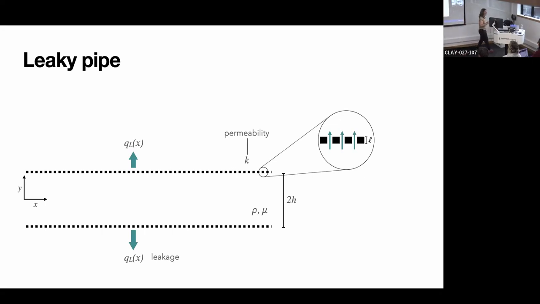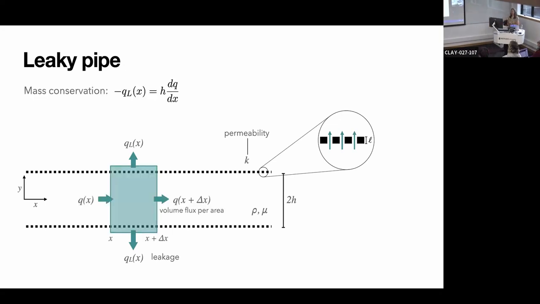Okay, so the first thing you have to do is conserve mass. And so to conserve mass, I'm going to draw a little control volume. So here's my control volume. And I'm just going to keep track of what's coming in and what's coming out. So I have some flux coming in and some flux coming out the other side, and I have some leakage out the sides. And if you do some algebra and take the limit as delta x goes to something very small, you get this equation for mass conservation. So my Q leakage, that's my flux leakage, is equal to H, half the height of the cylinder, times dQ/dx, which is how much your flux is changing down the pipe.